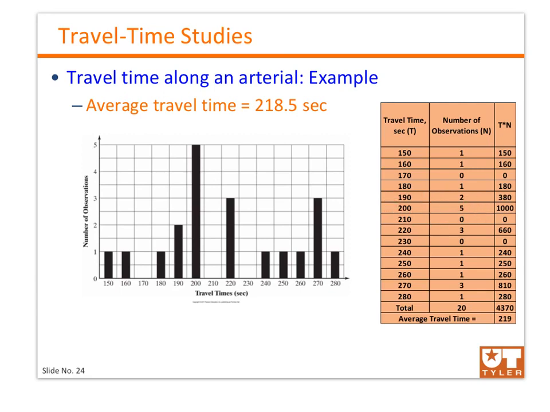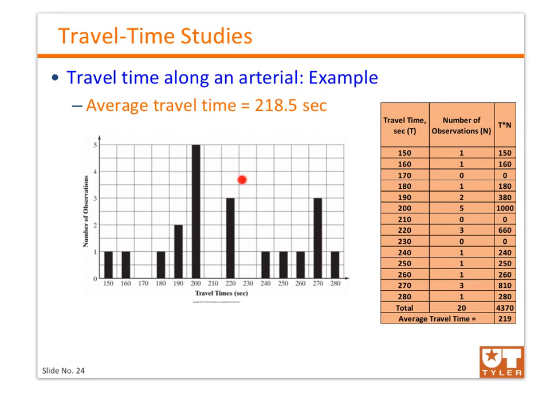To get the average travel time along this entire arterial, you multiply t times n, which is the travel time in seconds times the number of observations. If the summation of t times n is 4,370 and you divide this by 20, which is the number of observations, it tells you that the average travel time per section is 219 seconds.